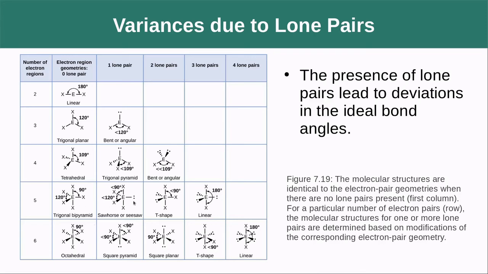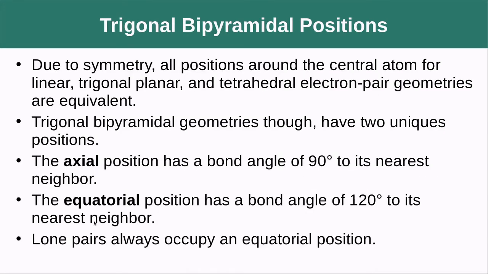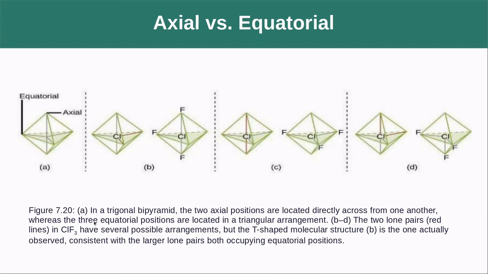Notice that as we added these lone pairs, they always went into the equatorial positions, and they always will. So that's an important thing to note, that these positions are not the same when we're dealing with the trigonal bipyramidal arrangement. And that's reiterated here. And here we can picture the axial versus the equatorial positions.